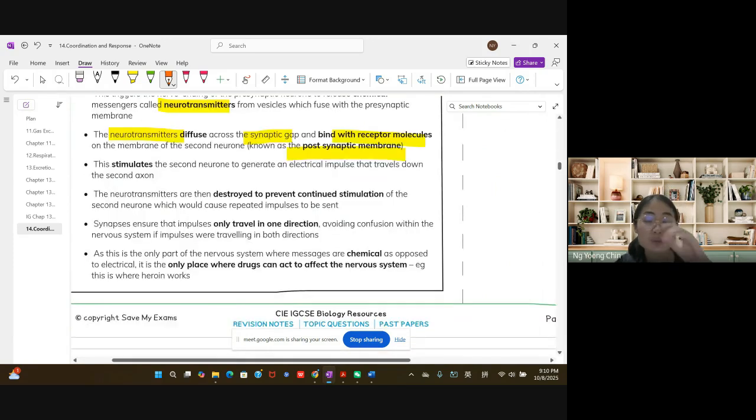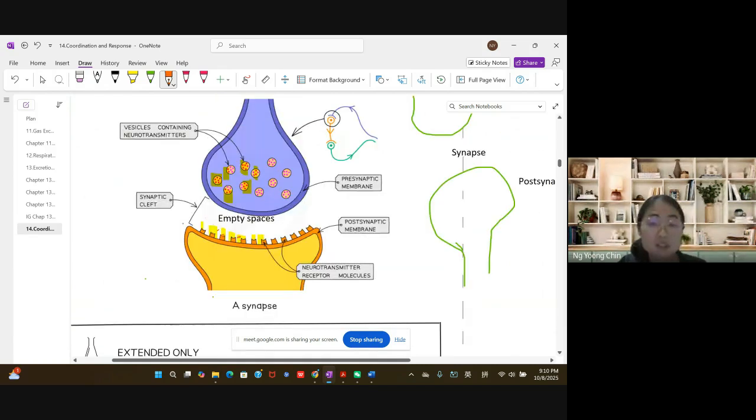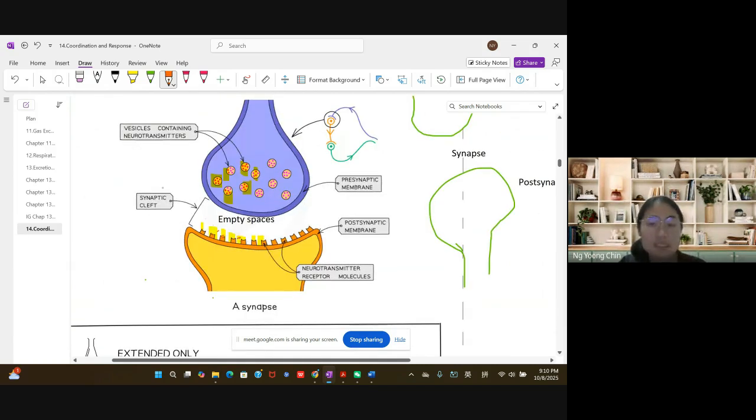And then what you should know is that the pre-synaptic membrane contains the vesicle, but the post-synaptic membrane contains receptor molecules, which we call protein receptors. In order for the neurotransmitter to bind to this receptor protein, the shape must be complementary.